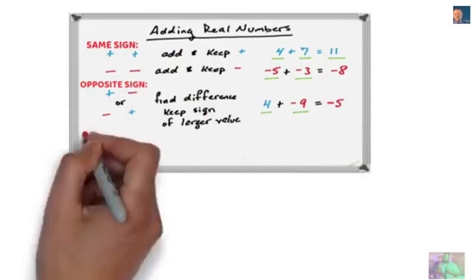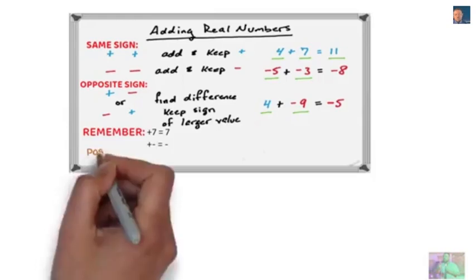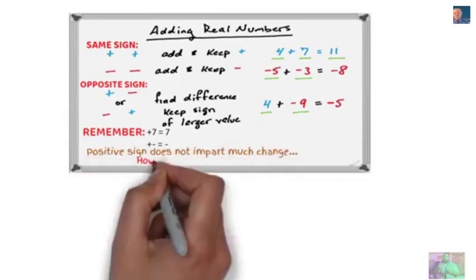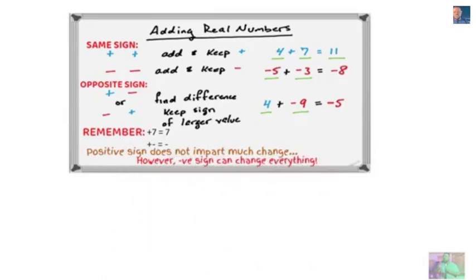If they are opposite, you find the difference and leave the sign of the larger number. Whether the sign is there or it's not there, it's plus, it doesn't change the value. See, positive 7 gives you 7; positive and negative gives you negative. Positive doesn't change the value that follows it. It leaves it that way. Only negative can change anything.